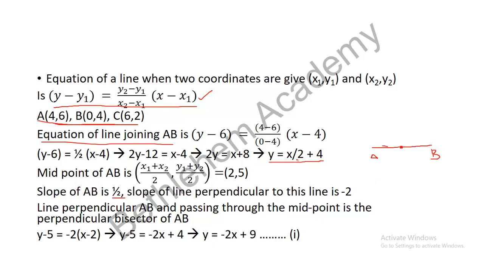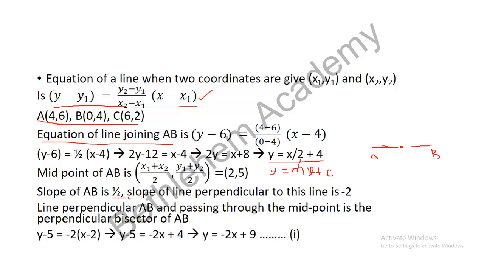So this is the equation. When I compare this equation with the standard equation of a line, y is equal to mx plus c, I can calculate the slope. I can see that m is equal to half, because whatever the coefficient of x is m. So what is the coefficient of x? That is half. So the slope of line AB is equal to half.